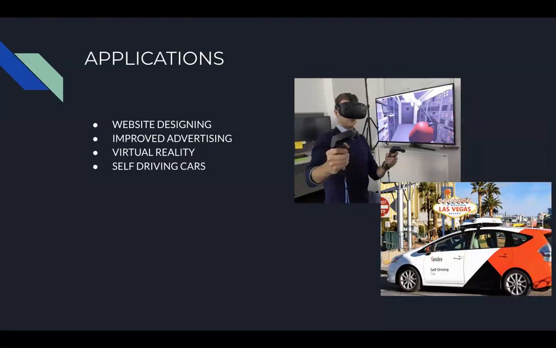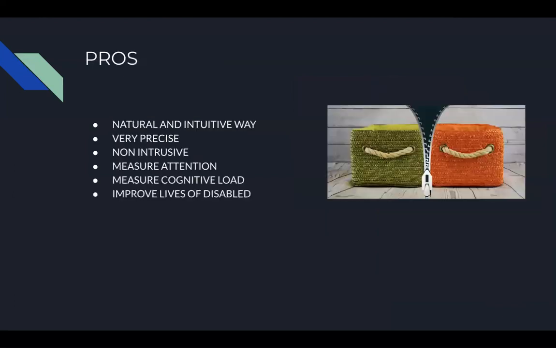The next topic is the pros of eye tracking. Eye tracking is a natural and intuitive way to interact with computers and other devices. Eye tracking is precise, and it can be used to select small objects on a screen or to control devices with great accuracy. Eye tracking is non-intrusive, and it does not require users to wear any special equipment or to change their behavior.